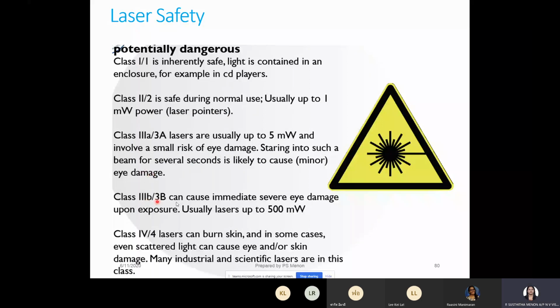Class 3B can cause severe eye damage upon exposure. This is lasers up to 500 milliwatt. And the last one is class 4. These lasers can burn the skin, and in some cases, even scattered light can cause eye or skin damage. Many industrial and scientific lasers that we saw last week are actually class 4 lasers. So they are very dangerous. Normally we advise students to wear goggles to stop the light from hitting their eyes.